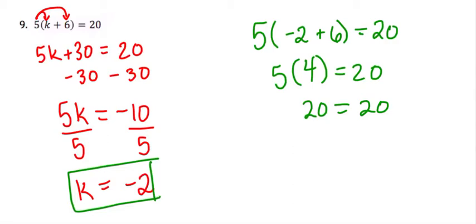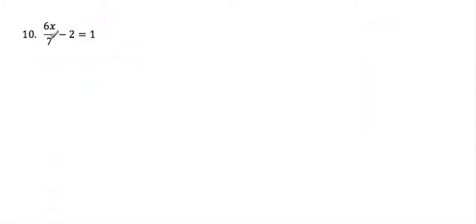Alright. The next problem says 6x over 7, which is divided by 7, minus 2 equals 1. This one's a little bit different than the first division one that we've seen, but this quantity is getting divided by 7, and then I'm subtracting 2. So if I have to get x by itself, the first thing I have to do is get rid of this 2, because it's not getting divided by 7. If I add 2 to both sides, this piece cancels out, and I'm left with 6x over 7 equals 3.